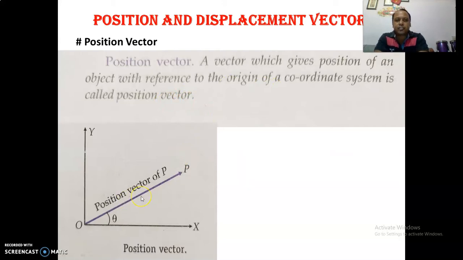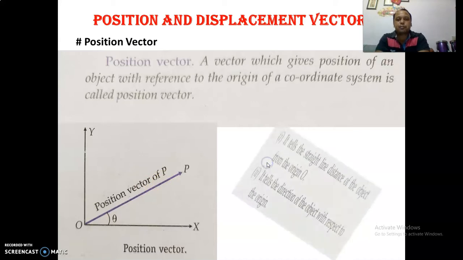In position vector, you need to understand one thing, that the starting point of the vector is not relevant, because every time you use position vector for any particle, it will always start from the origin. Position vector always starts from the origin, that you need to remember.